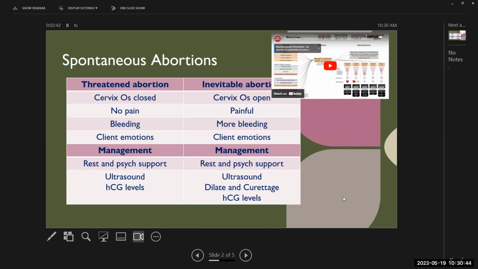But most inevitable abortions, if some of the tissue is retained within the uterus, we need to do surgery. We need to go in and remove that tissue. And so she's going to be a little bit more manageable, we have to manage her a little bit differently because of surgery, major surgery. Okay, so what's important about both of these is HCG levels.